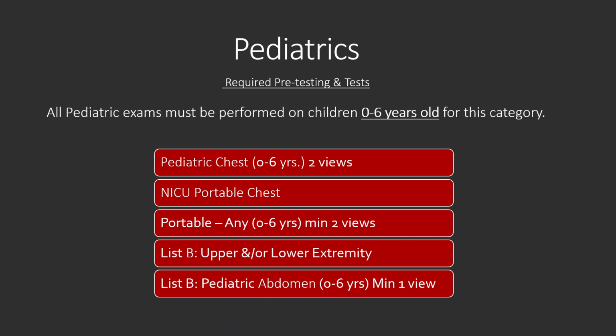All those exposure and non-exposure labs will lead up to this. Your pediatrics required pre-testing and testing. All pediatric exams must be performed on children between 0 and 6 years of age. And the categories are pediatric chest 0 to 6, 2 views, NICU portable chest, portable any, minimum 2 views. List B upper and or lower extremity. And your list B pediatric abdomen, minimum of 1 view.